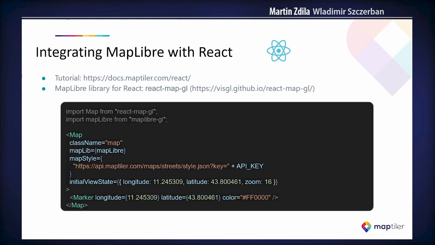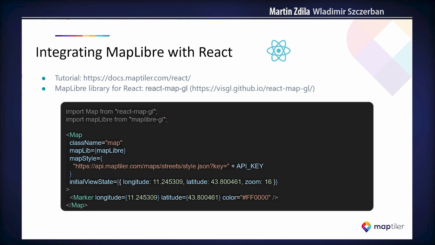So let's start with integrating MapLibre with React. I recommend using a library named React-Map-GL, which brings a reactive API to MapLibre. MapLibre by its nature has an imperative API, but with React we are used to a reactive API. So this library brings it for you, and it defines many elements with many properties, which means you mostly don't need to interact with the MapLibre API directly, but just use these React elements.